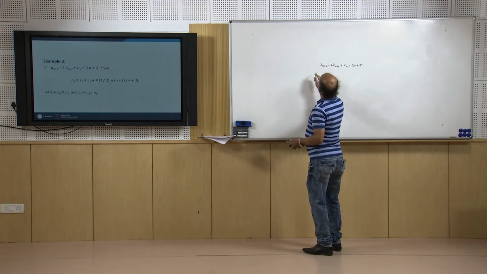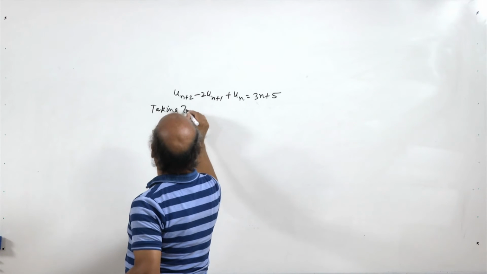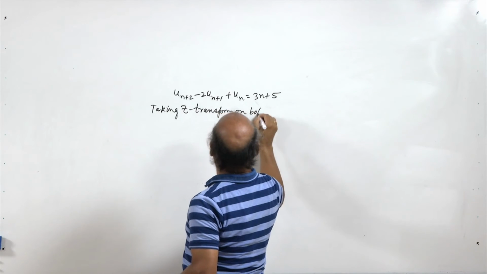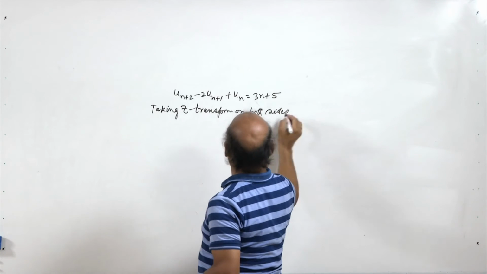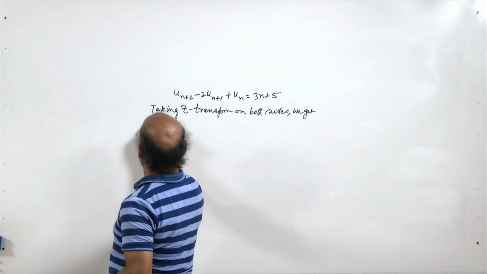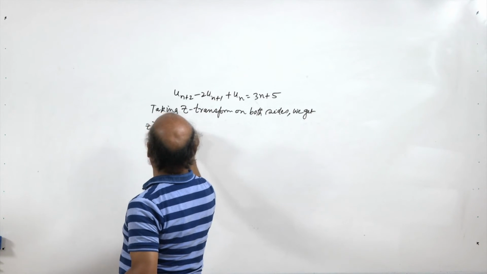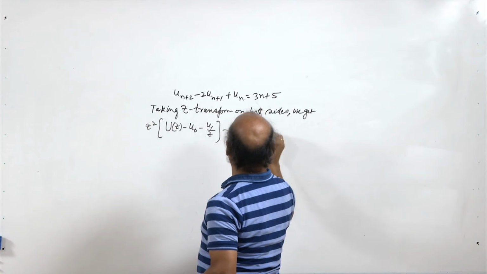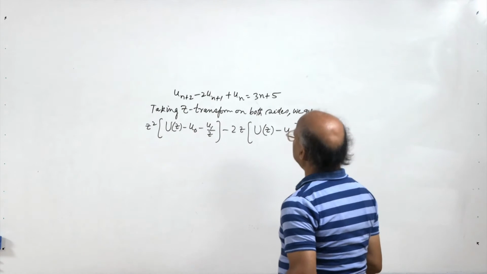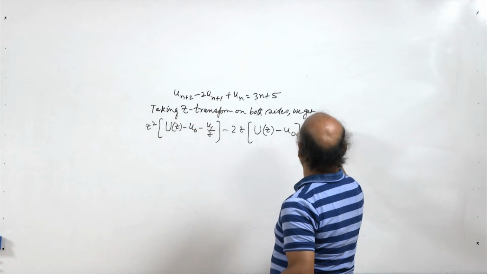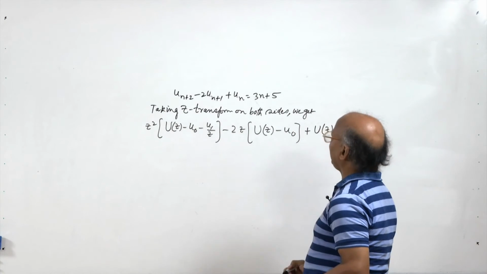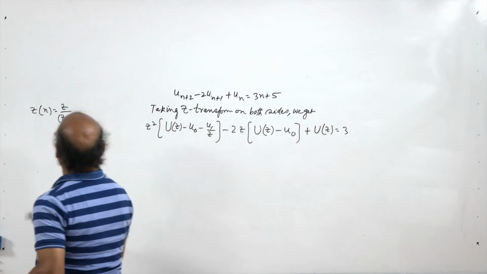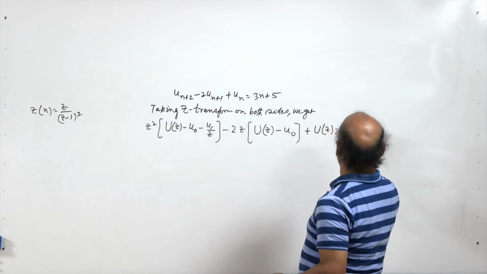So, let us take Z transform of this. So, taking Z transform on both sides, we get, okay. So, Z transform will be equal to Z square U of z minus u0 minus u1 by z, and then minus 2 times z into U of z minus u0, the z transform of u n plus 1, plus z transform of u n will be U of z, equal to 3 times z transform of n. Let us recall that z transform of n is equal to z over (z minus 1) whole square, where mod of z is greater than 1.